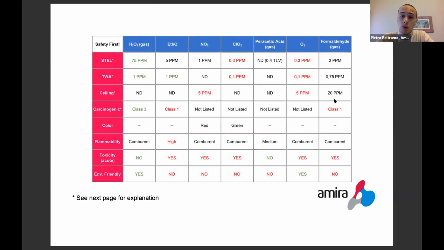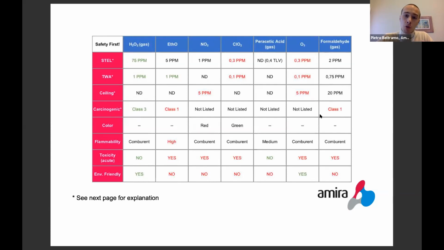If you look at formaldehyde, which is still very used worldwide, you see the limit is much lower, 2 ppm against 75. But most important is that it is carcinogenic for humans. It has been recognized to cause cancer in humans. While H2O2 has been investigated and recognized to be absolutely safe, and the class 3 means it does not cause any cancer, sure, 100%.